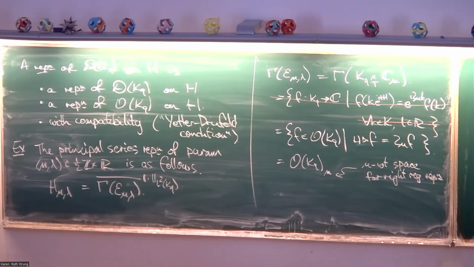This is the same thing that happens in the classical world. Principal series Hilbert spaces depend only on the discrete parameter, but the representation depends on both.